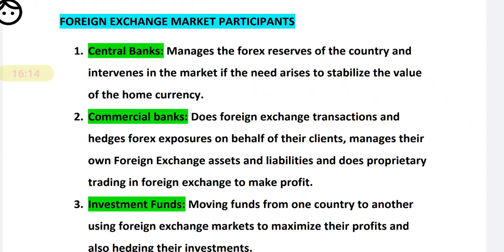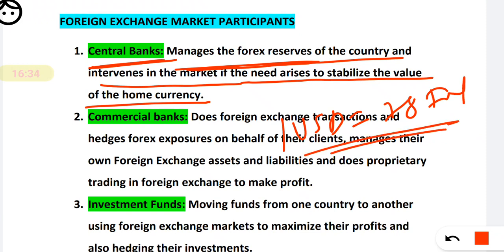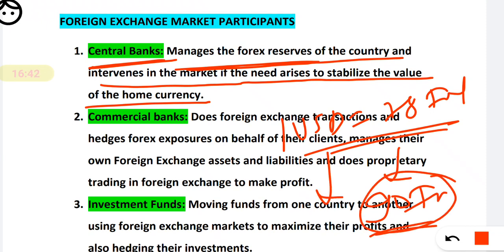The central bank manages the forex reserve of the country and intervenes in the market when the need arises to stabilize the value of the home currency. Another function of the RBI: suppose $1 is equal to 78 INR. Now if it is highly fluctuating and going around 90 rupees, $1 for 90 rupees, that means our rupee is devaluing against the dollar, right? So the central bank has to take some decision. That is the stabilization of the value of a home currency.